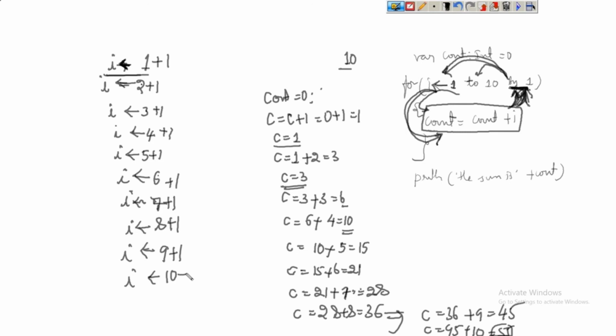Next, what is the next value of I? I by 1, the value of I will be equal to 11. But what is the condition we specified here? I is 1 to 10 only, not 11, only up to 10. So the process is going to stop with 10. It is starting with 1 and ending with 10. What is the incrementing value? The incrementing value is 1. The updating value is 1 here.